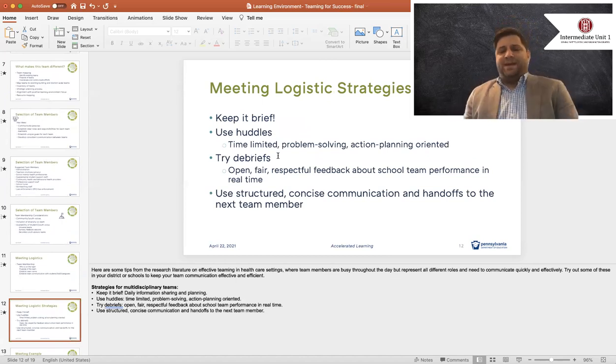So here are some tips, and this is based on teaming and effective teaming and effective learning in a healthcare setting. And think about a healthcare setting, very similar to a school setting. The team members are busy throughout the day, but they represent all different roles and voices, and they need to communicate quickly and effectively to one another. So try out some of these suggestions that we're going to talk about as you build your teams within the school to help keep the communication efficient and effective.